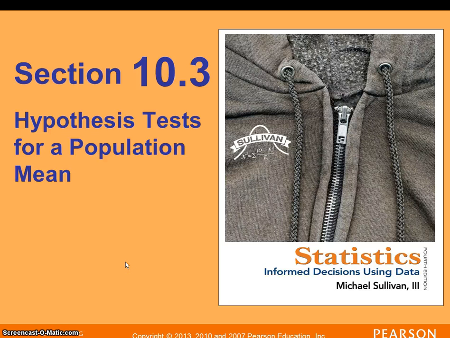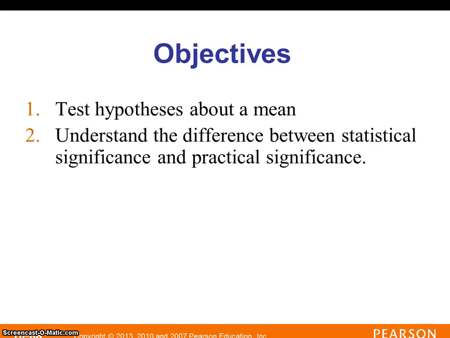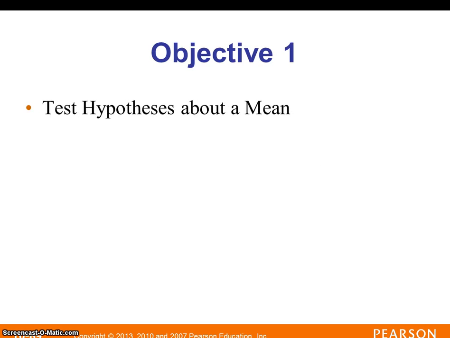Hi everybody, I wanted to talk about section 10.3 on hypothesis tests for a population mean. Those would be our objectives: to test a hypothesis about a mean, and to understand the difference between statistical significance and practical significance. So objective 1, we want to test the hypothesis about a mean.